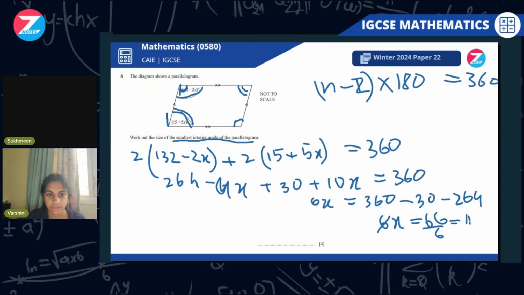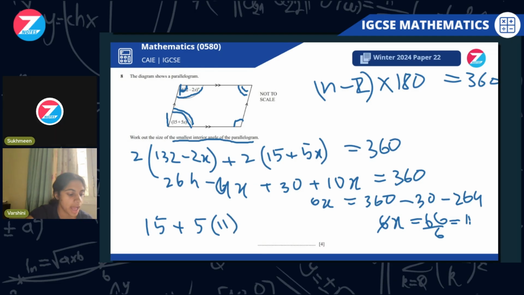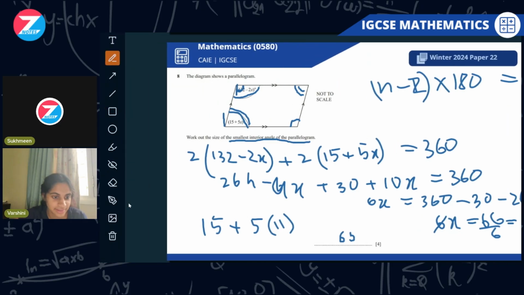Remember, this side is equal to this and this is equal to this. So these are the only two angles. So we should substitute back 11. So that will be 15 plus 5 into 11, and you'll get 65. Wait, hold on. Sorry, not 65. You'll get 70. My bad.